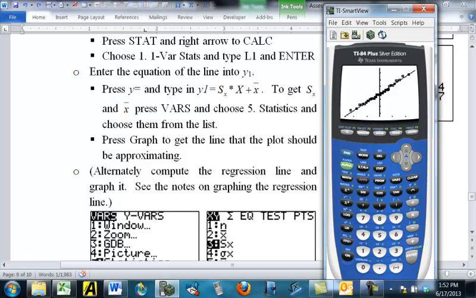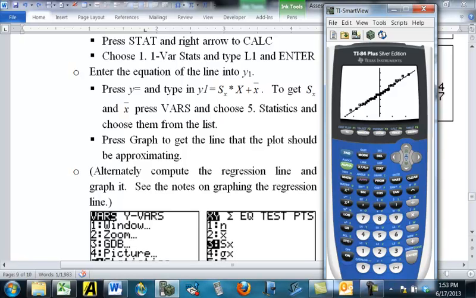Another way we could do it is to go through and calculate the regression line. We should know how to do that, and that will give us a possibly slightly different line than this one, same y-intercept, but possibly slightly different slope, but very, very close. And that's also a good way to do it.